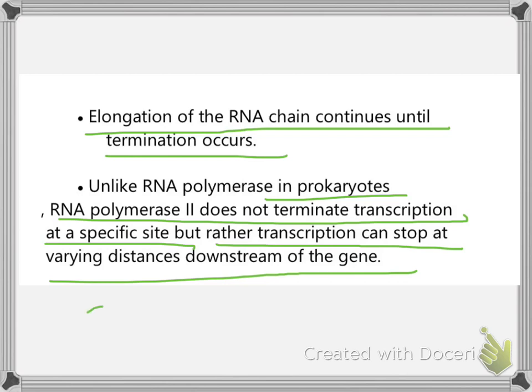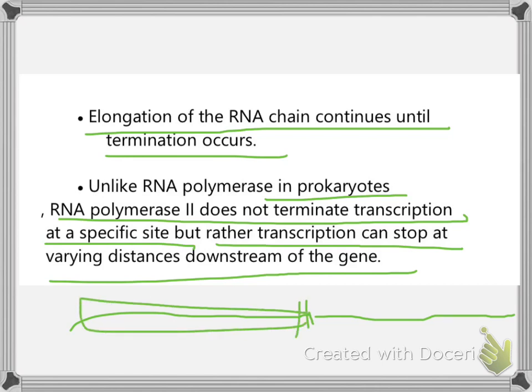That is, in the case of prokaryotes, there will be transcription termination signals, or there will be some rho factor, or there will be some hairpin-like structures to terminate. In this case, there will be no transcription termination signals. So the transcription can stop at a varying distance downstream of the gene. That is, if this is the gene that is required, the transcription continues for a varying distance downstream of this gene. So the transcription is continuous.